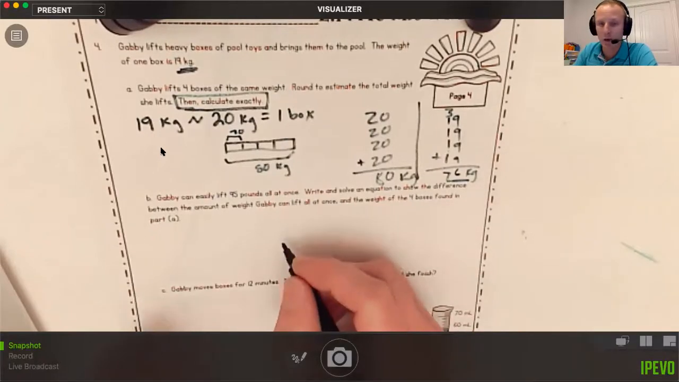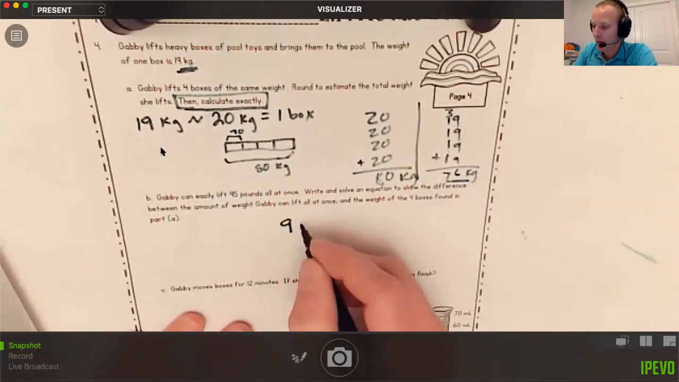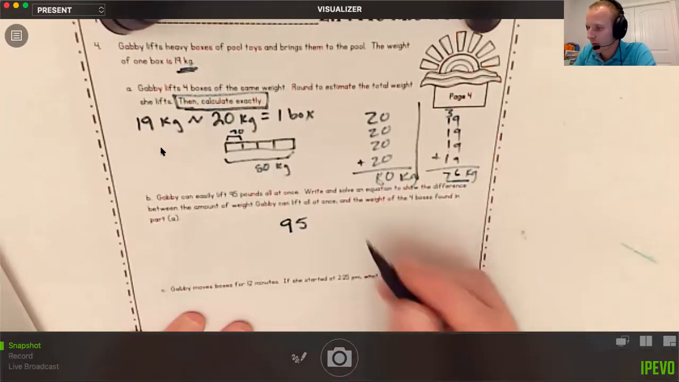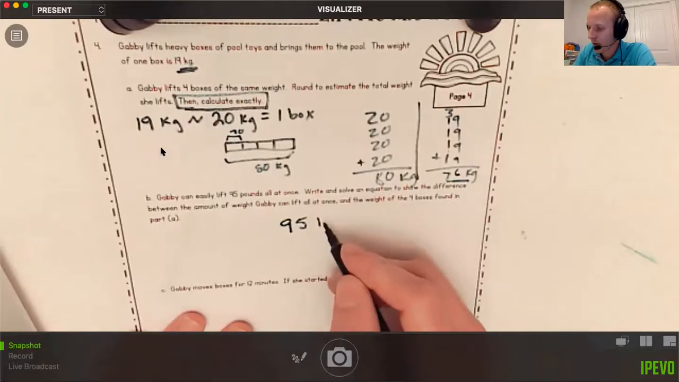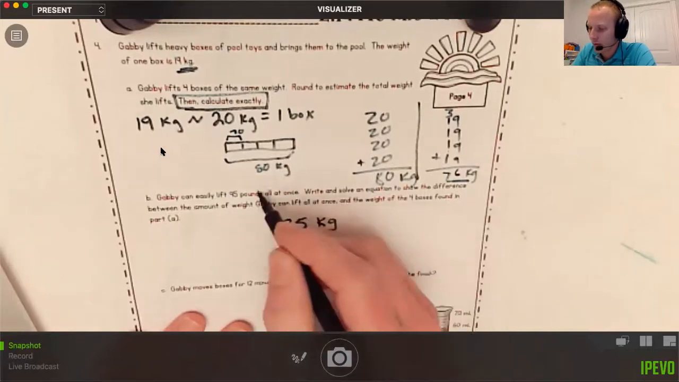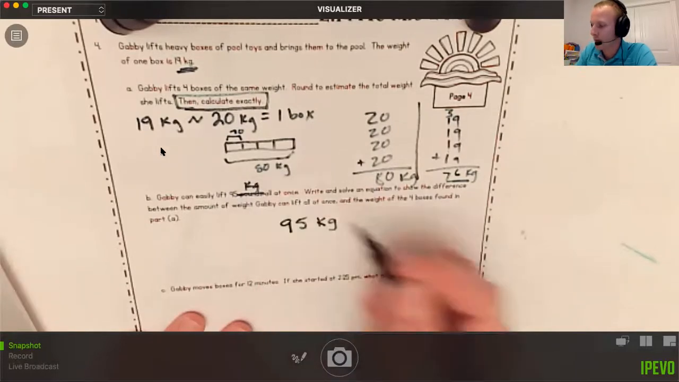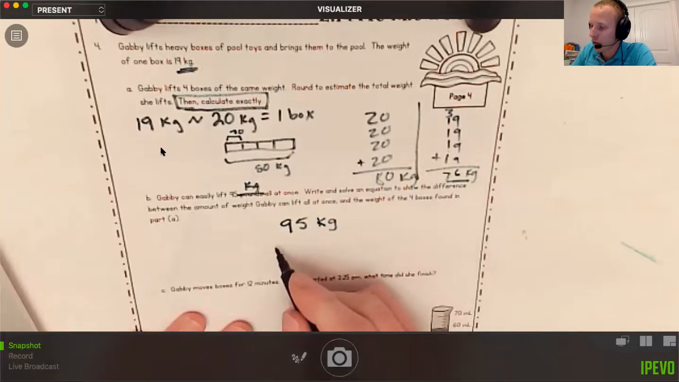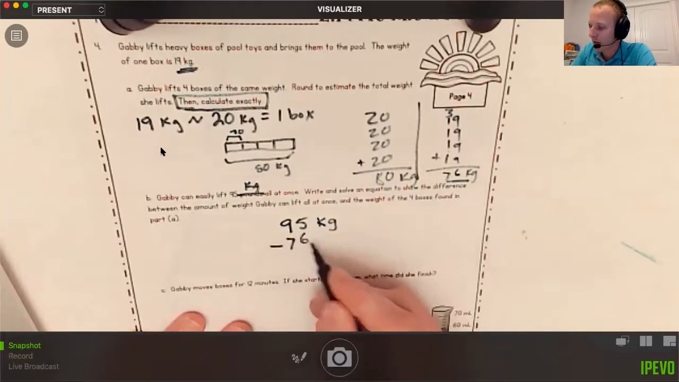So we put the bigger number on top, which is 95 kilograms. We're going to say kilograms here. They said pounds, but that's a mistake since the first one was measured in kilograms. And then we are going to subtract 76 kilograms.